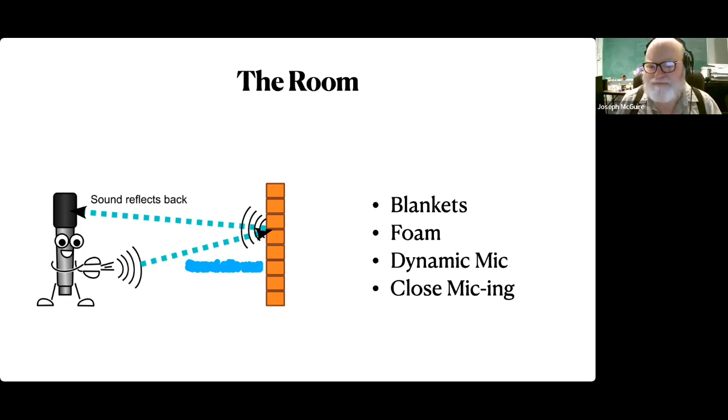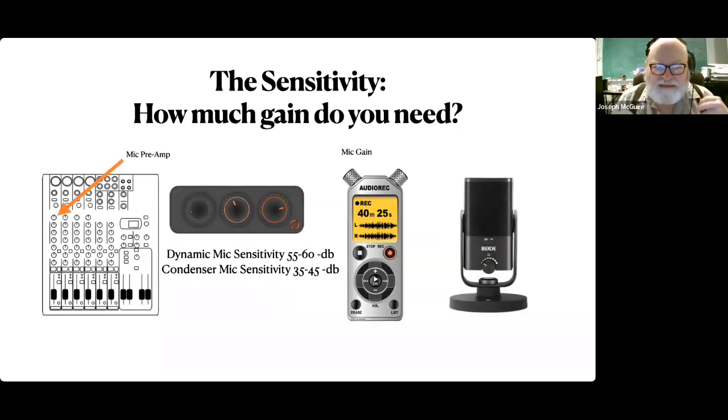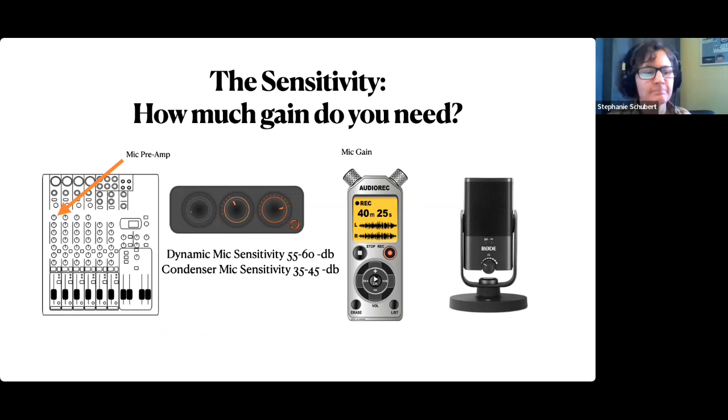A dynamic mic is another option, because it doesn't pick up the surrounding sounds as much, and you can go with close miking. So you can turn the sensitivity gain down a little bit and mic closer, and it doesn't pick up as much of the room. Any questions? Sensitivity, how much gain do you need? There is a room. There is an answer. Go ahead.